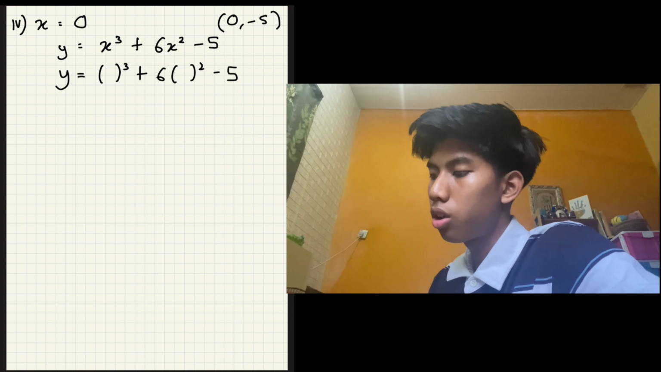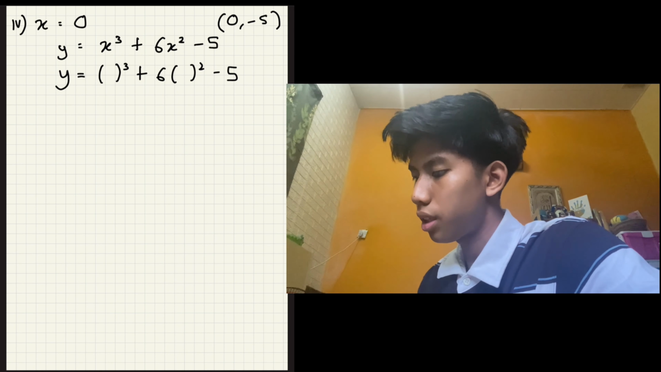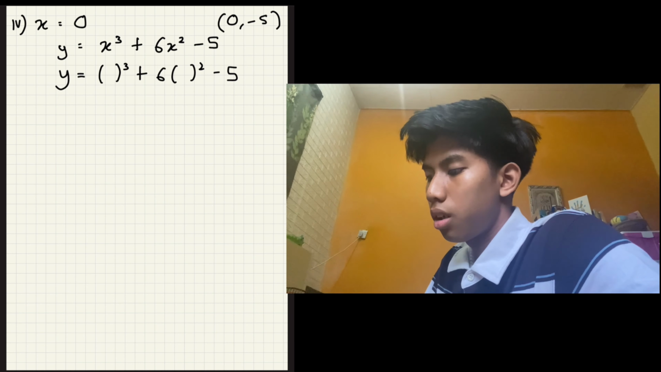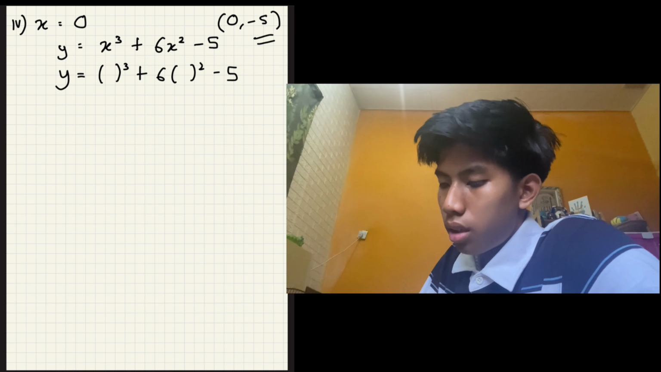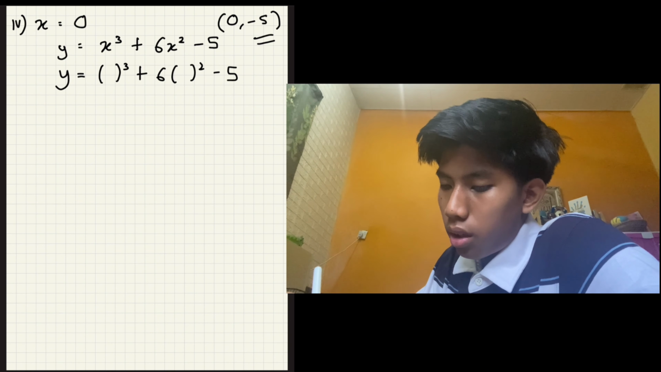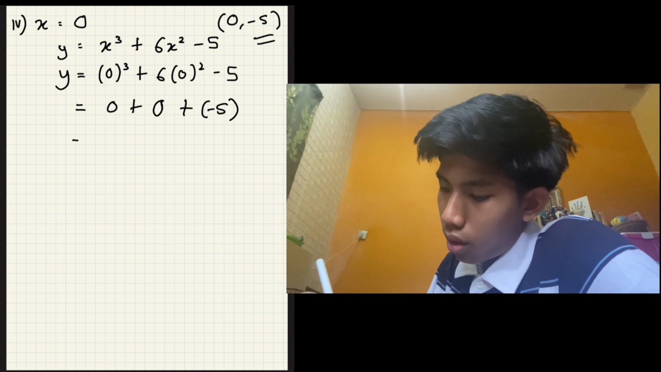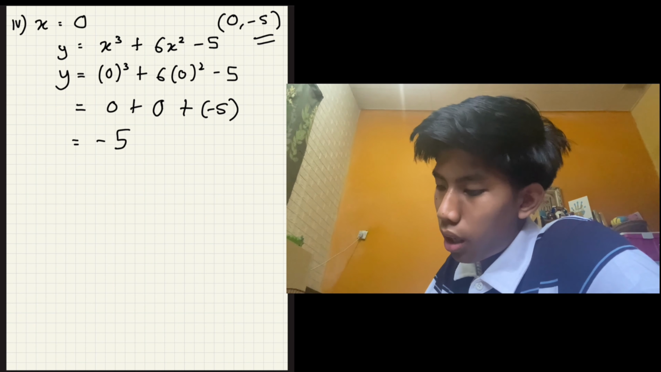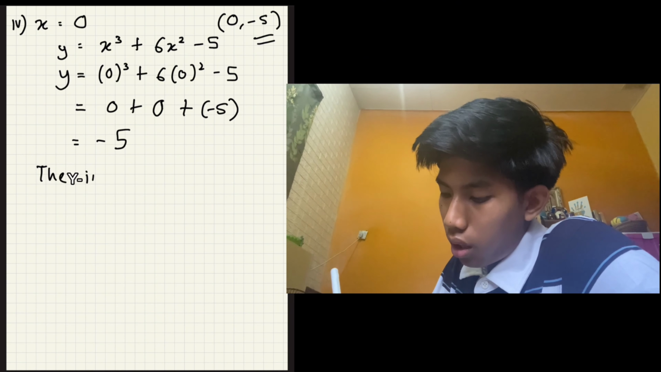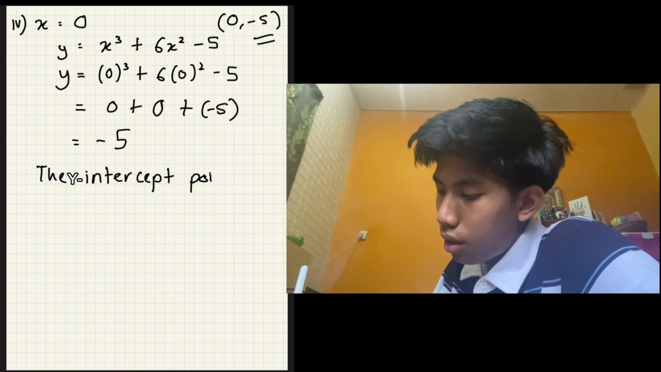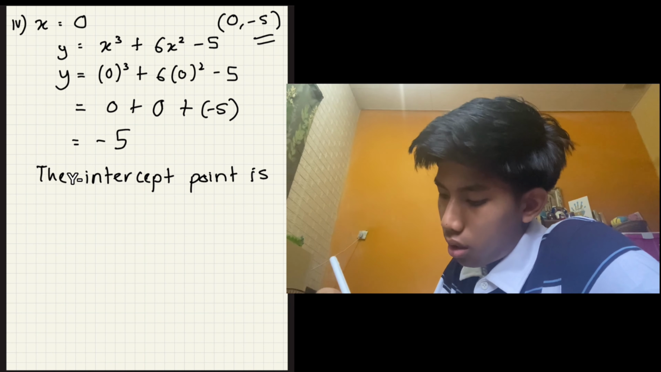Okay, now we are going to determine the x-intercept and y-intercept points. First, take the coordinate (0, negative 5). Substitute x equals 0 into y. Your final answer will be negative 5. So that means the intercept point is (0, negative 5).